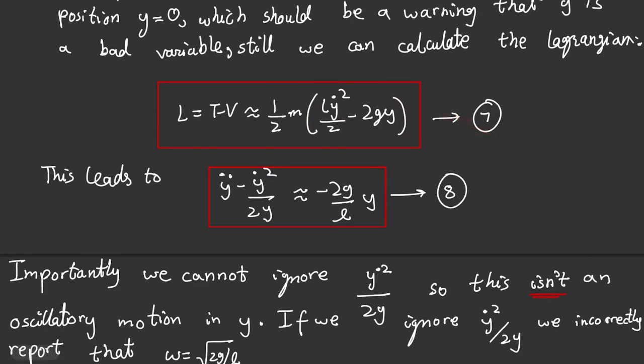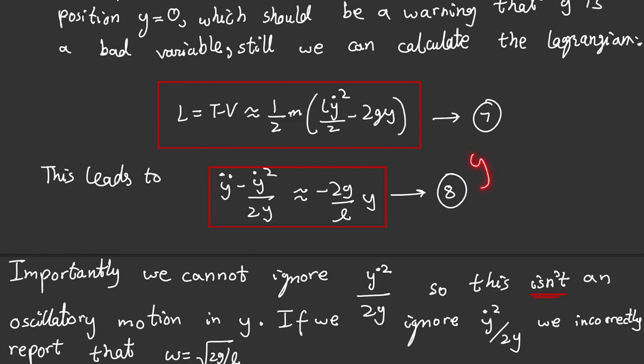And now writing the Lagrange equation, we get y double dot minus y dot square by 2y equal to minus 2g by L into y. Say in a hurry you neglect this, saying y dot square will be small. But you cannot do that, because y dot square by 2y is actually a first order term. So you cannot neglect that.